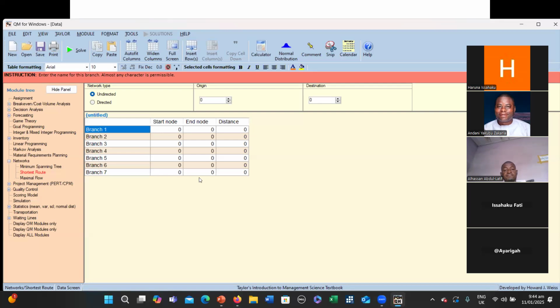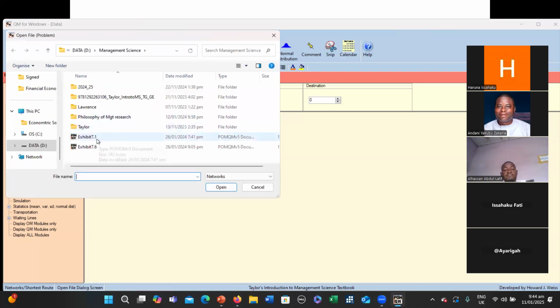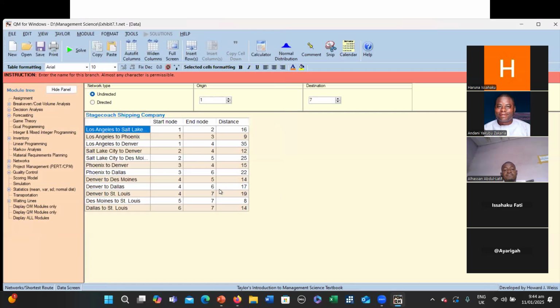But with the example that we are providing, I've given you the file containing Exhibit 7.1, which I opened. You can open that up and then select your origin, which is 1, and then destination. Any destination you want the shortest route to, you can choose. In this case, you see that origin is 1, destination is 7. So if we want the shortest route from 1 to 7, we just solve it.